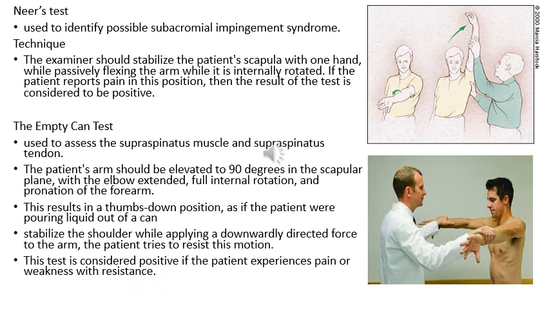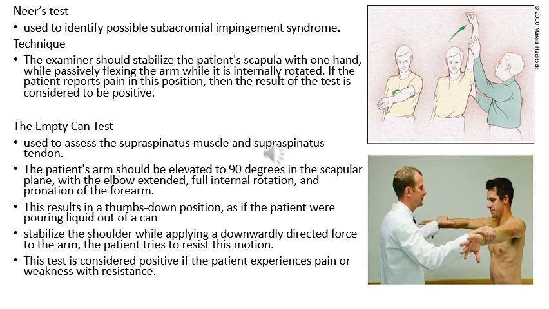The next one is Neer's test. It's a simple test used to identify possible subacromial impingement syndrome. The technique is that the examiner should stabilize the patient's scapula with one hand. In the picture you can see he's stabilizing the scapula by holding it. While passively flexing the shoulder, that means raising it, and internally rotating it, if the patient reports pain in this position, then the test is considered positive for subacromial impingement syndrome.